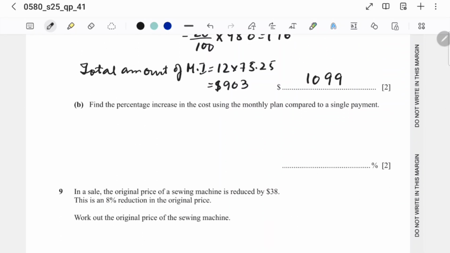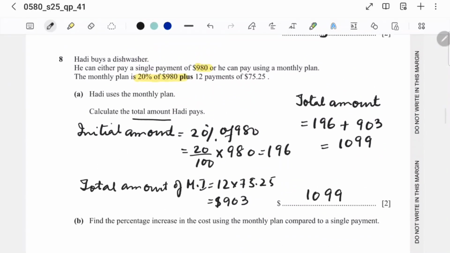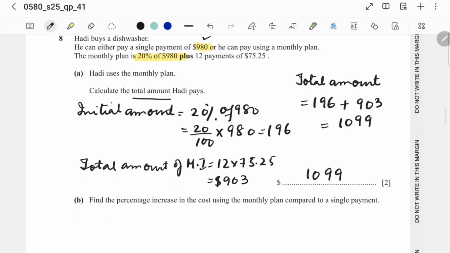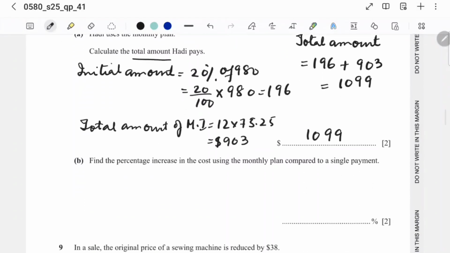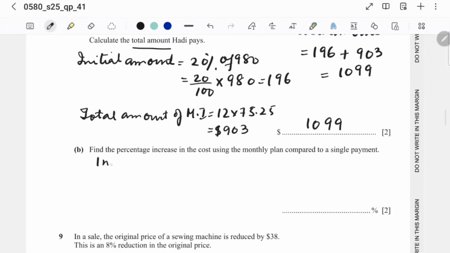Go to the next part for the same question. Find the percentage increase in the cost using the monthly installments compared with the single payment. Obviously the single payment was 980. So how much extra amount increase? They're asking you how much was the increase. We are going to subtract 1099 minus 980, and then we get $119 was the extra amount paid.